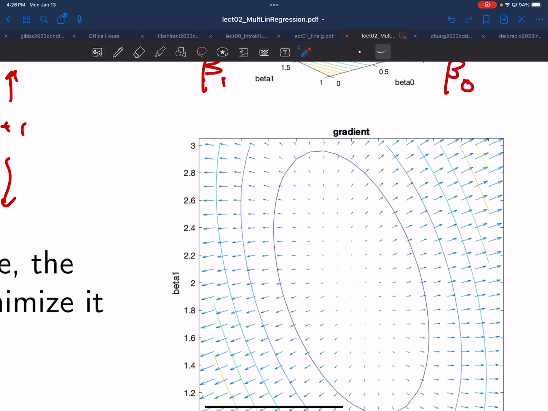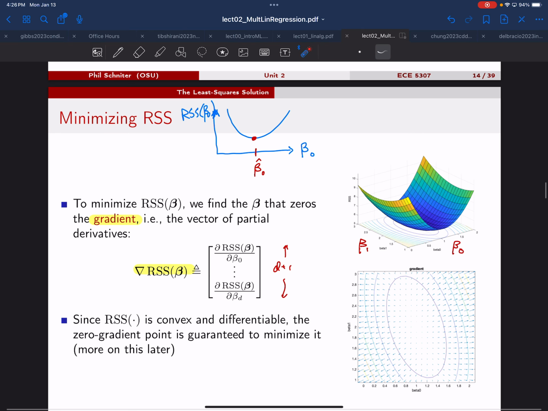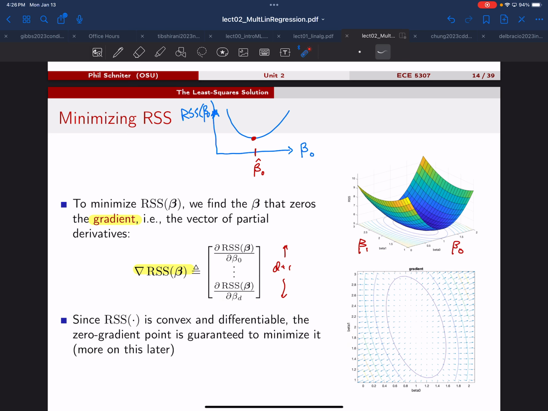Is it possible to have multiple bottoms? Multiple minima? Yeah, that's a great question. For RSS, it does not happen, but it can happen with other cost functions, and that's what we're going to talk about later in Unit 6. We're going to get into all those details, exactly, multiple local minima.